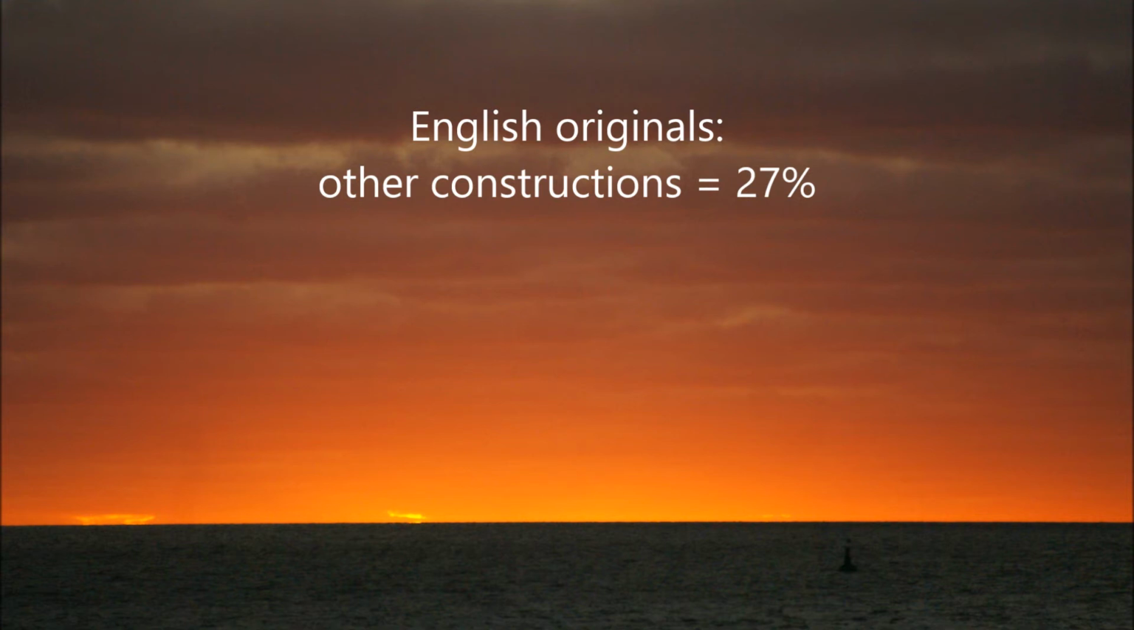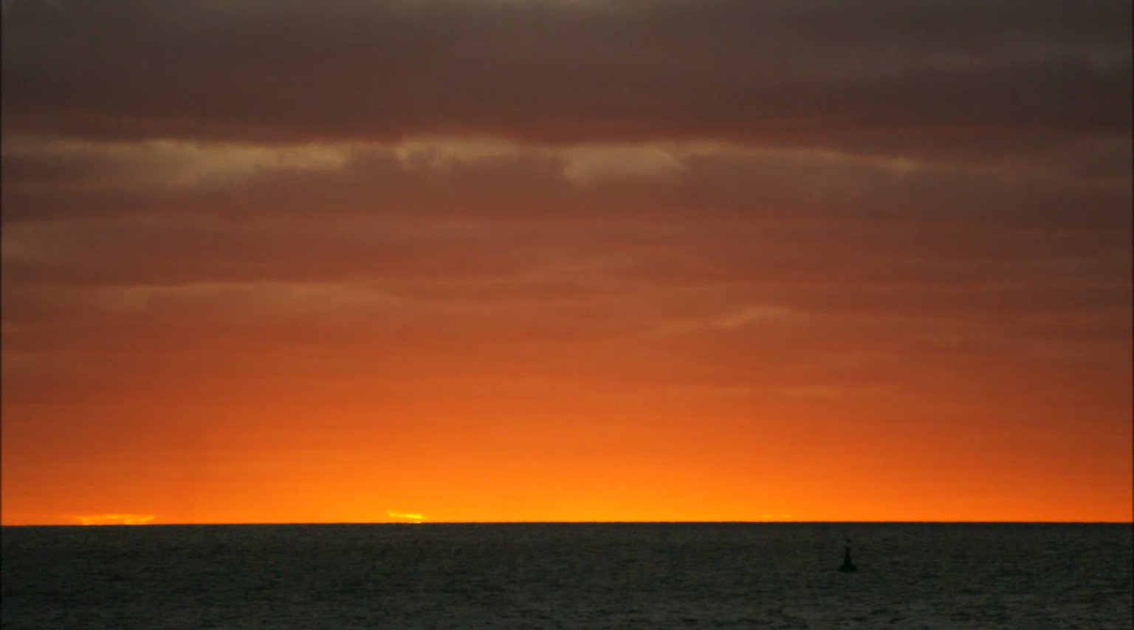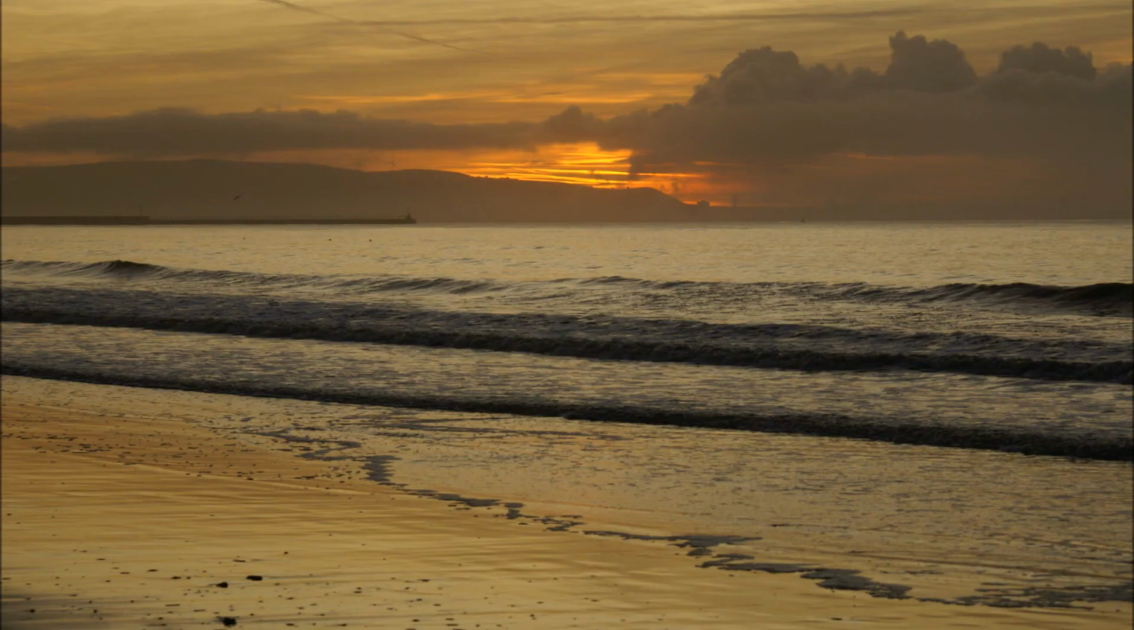27% of the English originals used other constructions, like premodifiers or prepositions, and the corresponding number in English translations was 30%. In 2 cases among the English originals and in 1 among the English translations, the German des was a result of the preceding preposition während, a preposition that causes the following noun to appear as a genitive. English doesn't have that kind of prepositions, so in these cases there was no use for any English genitive construction.